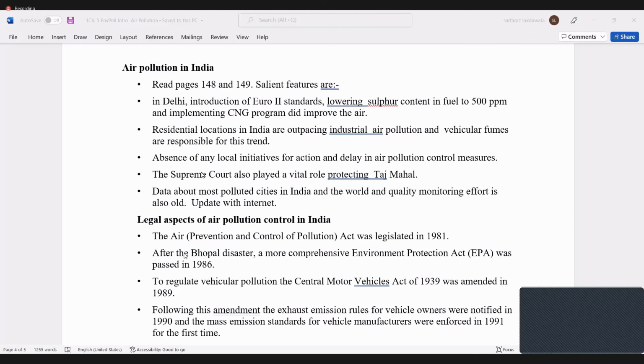The Supreme Court also played a vital role in protecting the Taj Mahal by stopping the processes in the nearby factories. Data about the most polluted cities in India and the world, and quality monitoring efforts, is also very old now. We need to update that with the help of the internet. So, data collection about the quality of air in India.